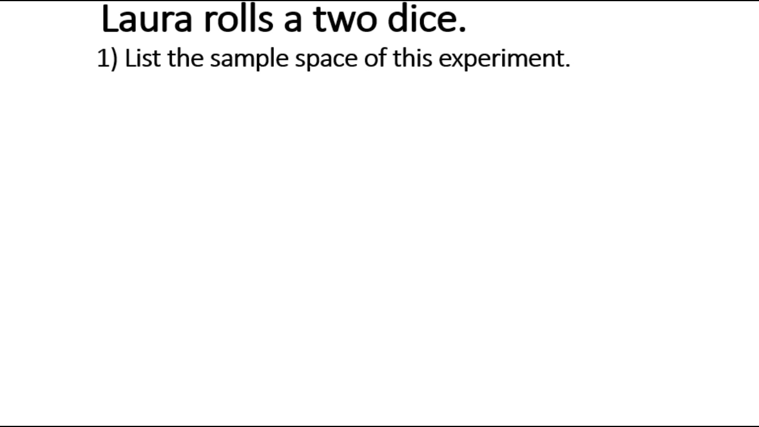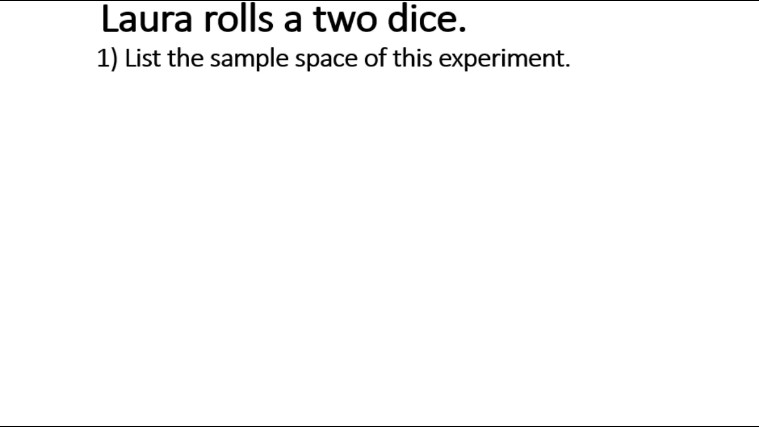We're dealing with probability. This one says that Laura is rolling 2 dice, and these are 6-sided dice. It doesn't state that, but that's what we're going to go under for this particular problem. So Laura is rolling 2 dice, and we need to list a sample space of this experiment. In other words, list the total possible outcomes.